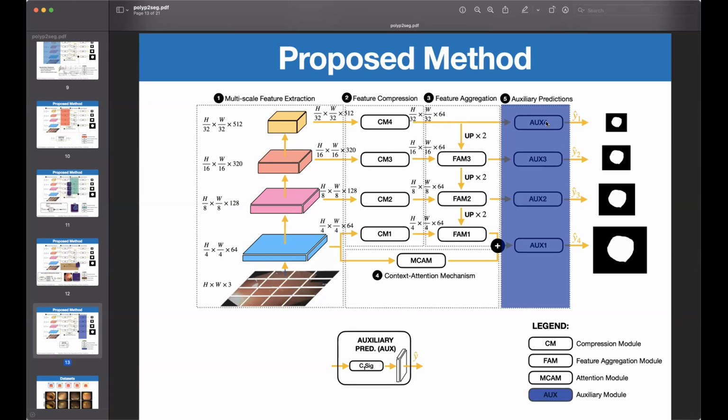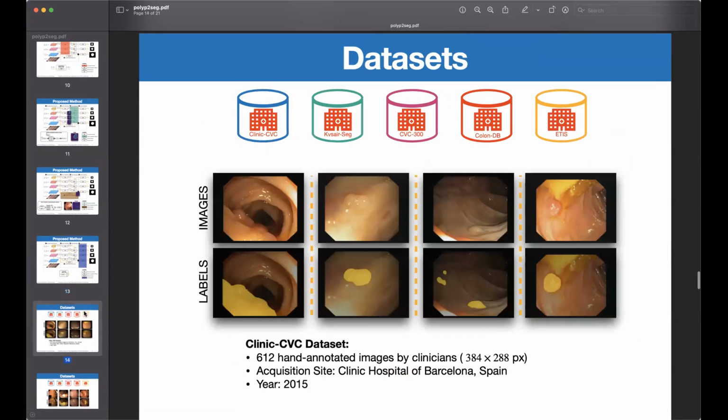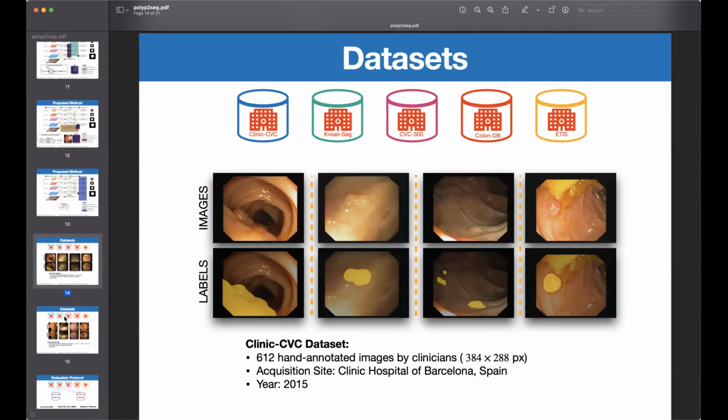So we combine AUX4 with AUX3, create another output, and we do it over the different outputs of the model. In order to validate our approach, we use 5 data sets, and we follow the same protocol proposed by an approach which was published last year at MICAI, which is called PRANET. And here we are illustrating only 2 of the data sets because of time constraints.